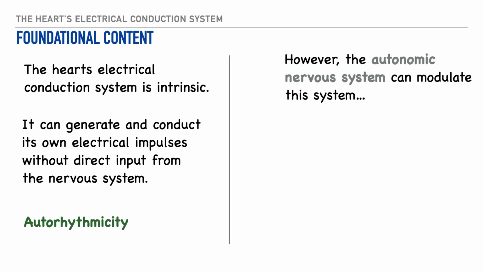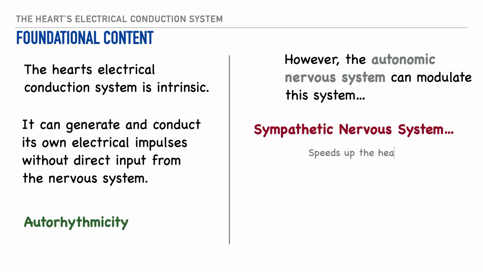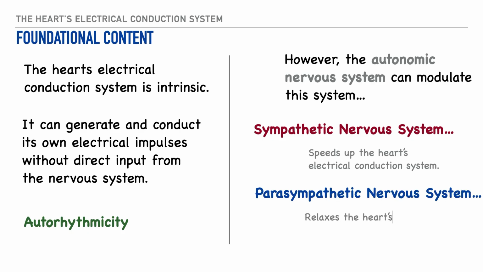For example, the sympathetic nervous system, which is our fight or flight system, has the ability to speed up the heart's electrical conduction, helping us to get away from a particular stimulus or helping us to deal with that stimulus head on. And similarly, the parasympathetic nervous system, which is our rest and repair system, has the ability to relax the heart's electrical conduction system.